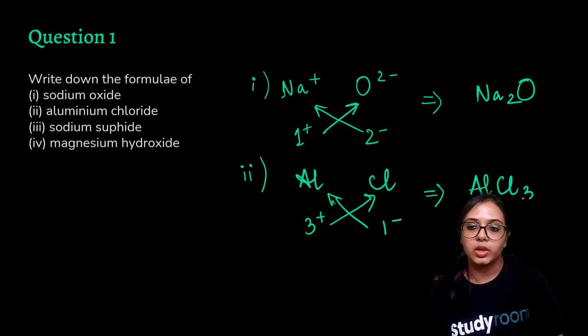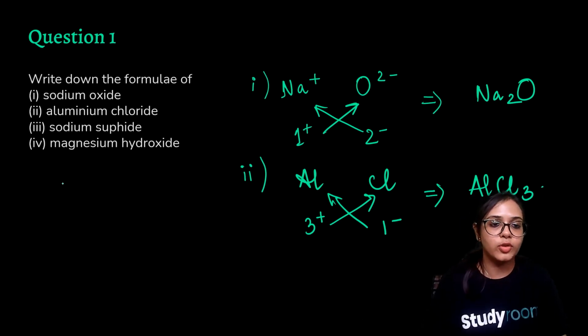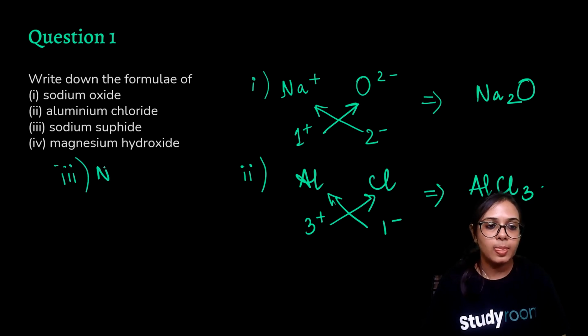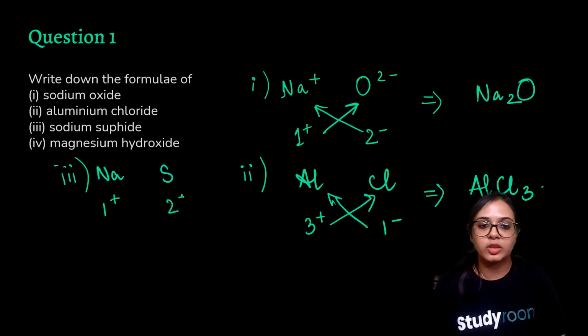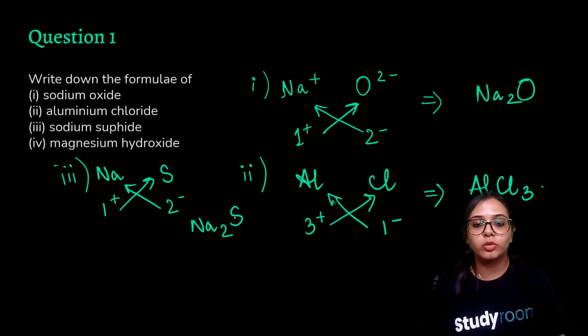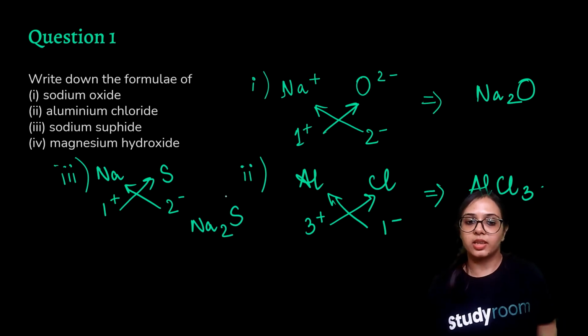So again this exchange takes place and we get AlCl3. Then for sodium sulfide, for sodium we have +1, and for sulfide we have 2 minus, because the charge that sulfide has is 2 minus. So an exchange takes place, and we have two atoms of sodium coming together to form a molecule with one atom of sulfide.